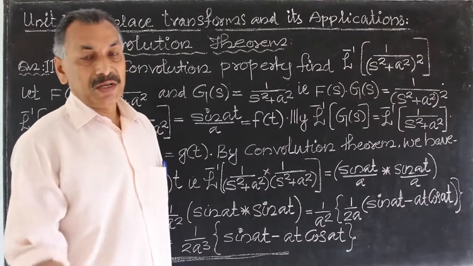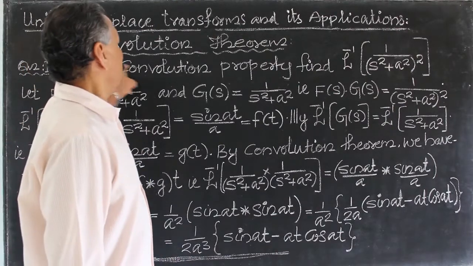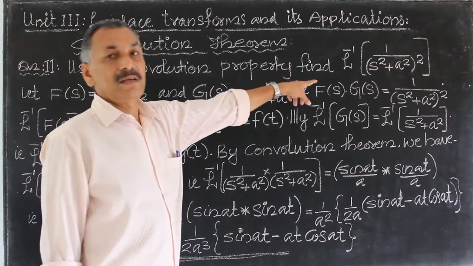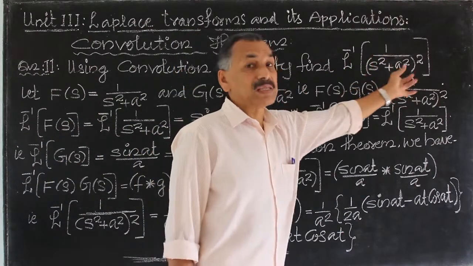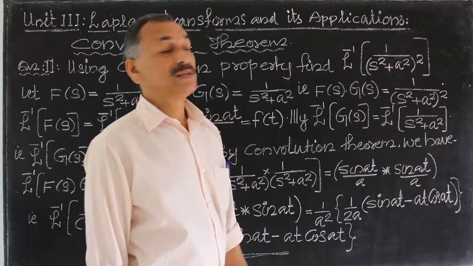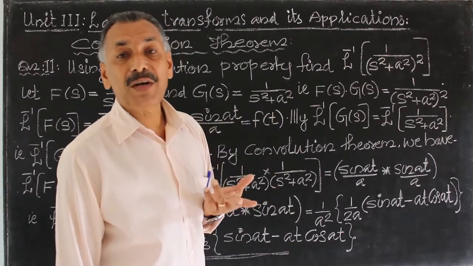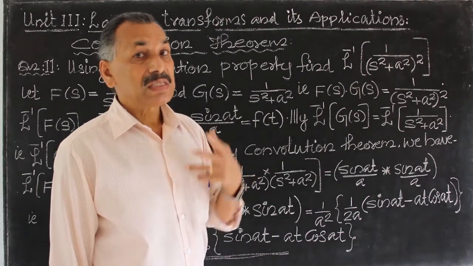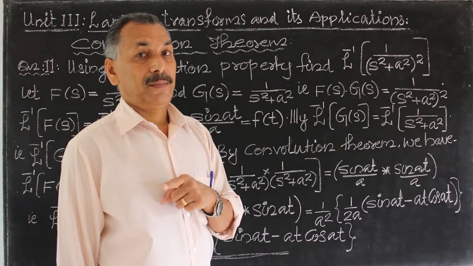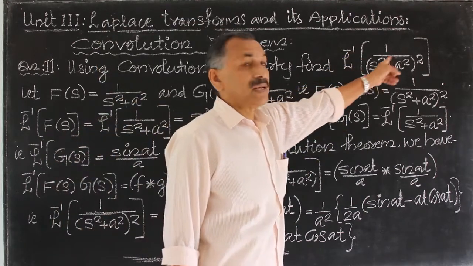Using the convolution theorem, we consider another problem. Using the convolution property, find the Laplace inverse of 1 divided by (s square plus a square) whole square. What is the Laplace inverse of 1 divided by s square plus a square? It is sin at divided by a. Okay, 1 divided by (s square plus a square) whole square.